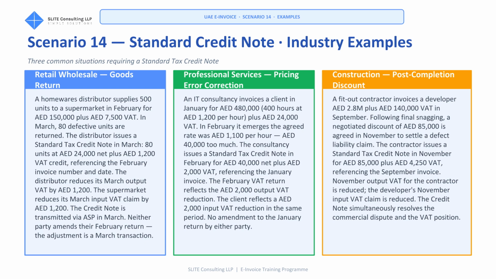Third, construction. A fit-out contractor invoices 2.8 million in September. Following final snagging, a negotiated discount of 85,000 is agreed in November. Credit note in November for 85,000 plus 4,250 VAT, simultaneously resolving the commercial dispute and the VAT position. On to the disclosed agent credit note.